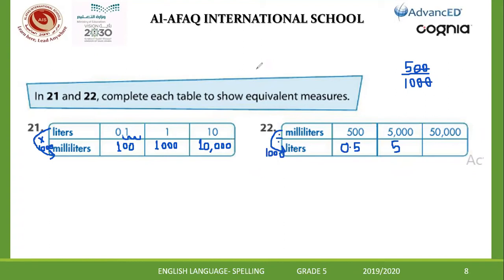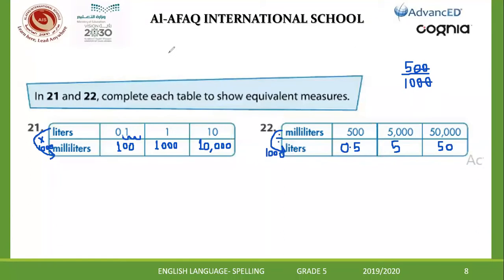Layla. Next one. What about if you have 50,000? 50,000 divided by 1,000, the answer will be 50. Great, because we are going to cancel how many zeros? 3 zeros. So the answer will be 50. Great job, Layla. Thank you, Layla.